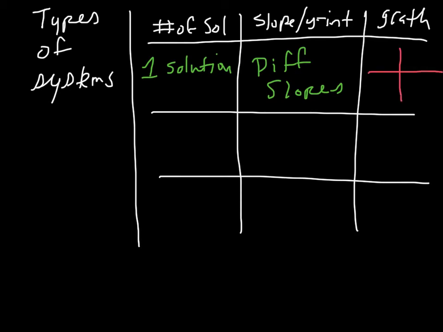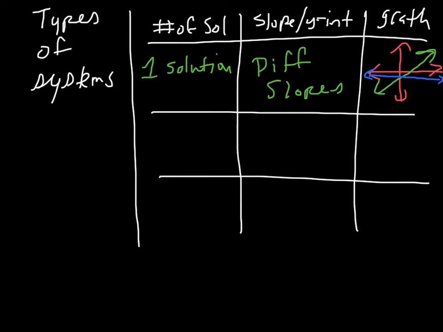Here's my x and y axis. You would have one line that goes like that, and another line that goes like that, or whatever. Doesn't matter what the second line looks like as long as it crosses exactly once. So there we go. That's what our information looks like if we have one solution.